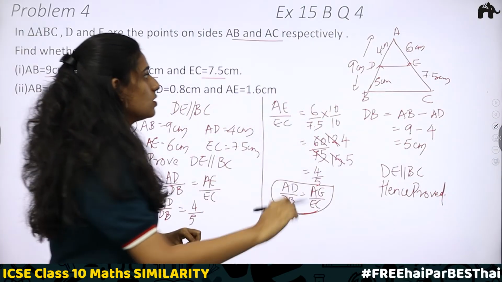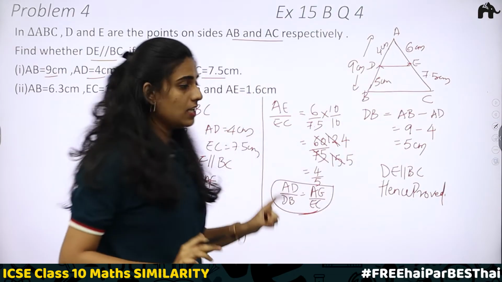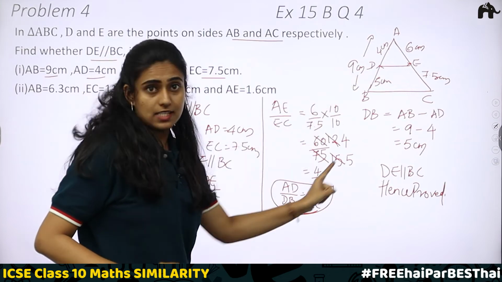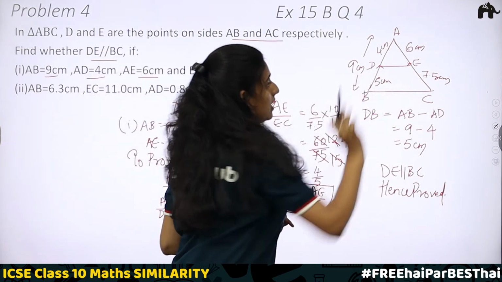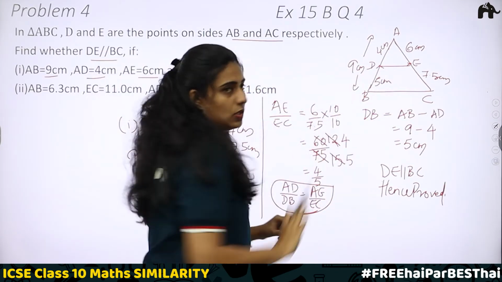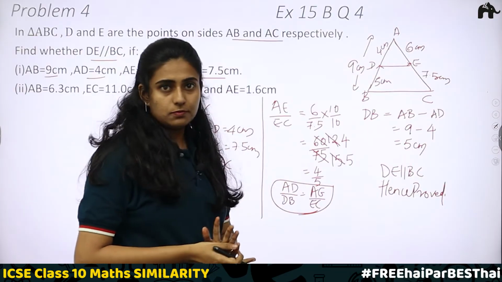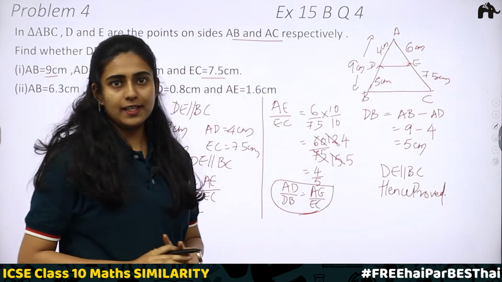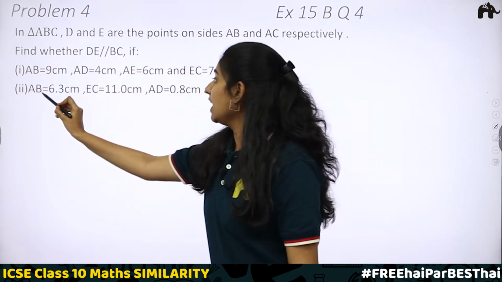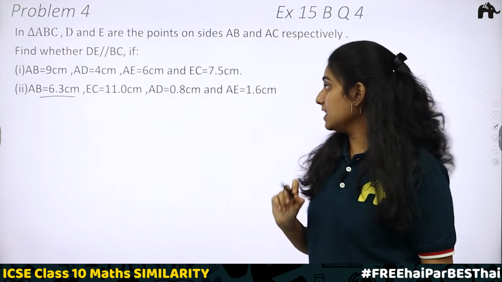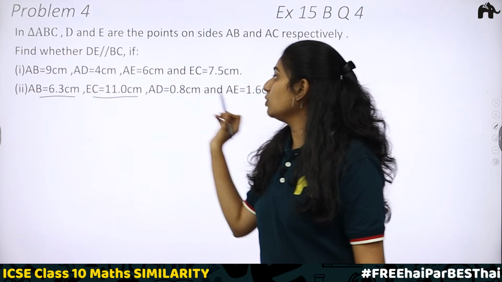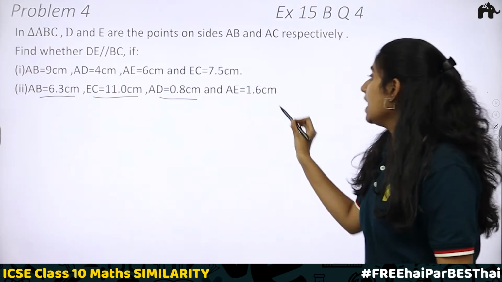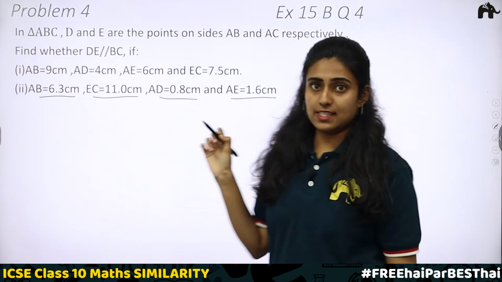Okay, understood? So, to get DE parallel to BC, only this condition is required, that is the ratio of the sides which the points D and E divide should be equal. So, we are getting them equal and hence DE will be parallel to BC. Okay. Now, the second part, here we have AB is equal to 6.3 centimeter, EC is equal to 11 centimeter, AD is equal to 0.8 centimeter and AE is equal to 1.6 centimeter.